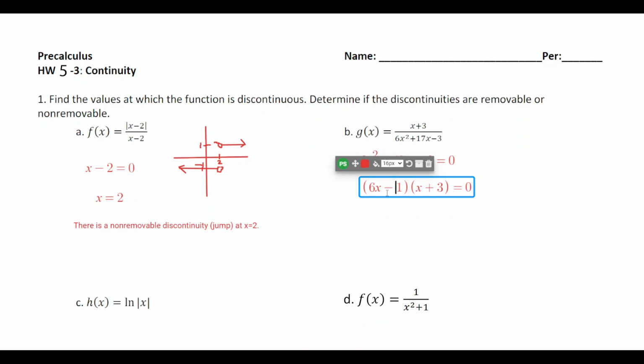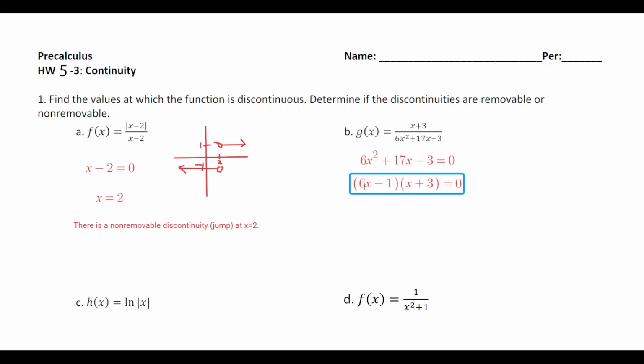Now let me double check and make sure that actually works. We've got 6x squared, so that checks out for the first term. Negative 3 checks out for the last. Now for the middle, we've got 18 minus 1, so yeah, these will be our two factors here. That means that we're going to have two places where this function is not continuous. One location is going to be at 1/6, and one location is going to be at negative 3.